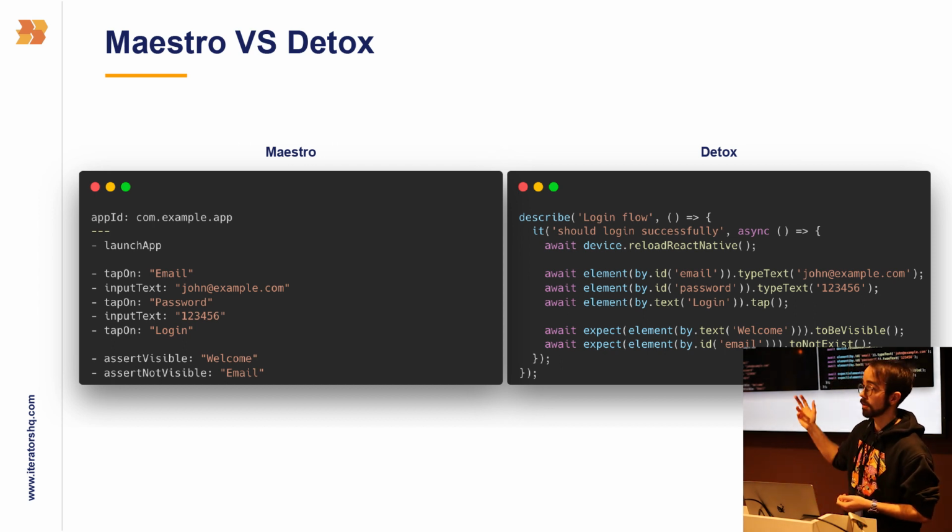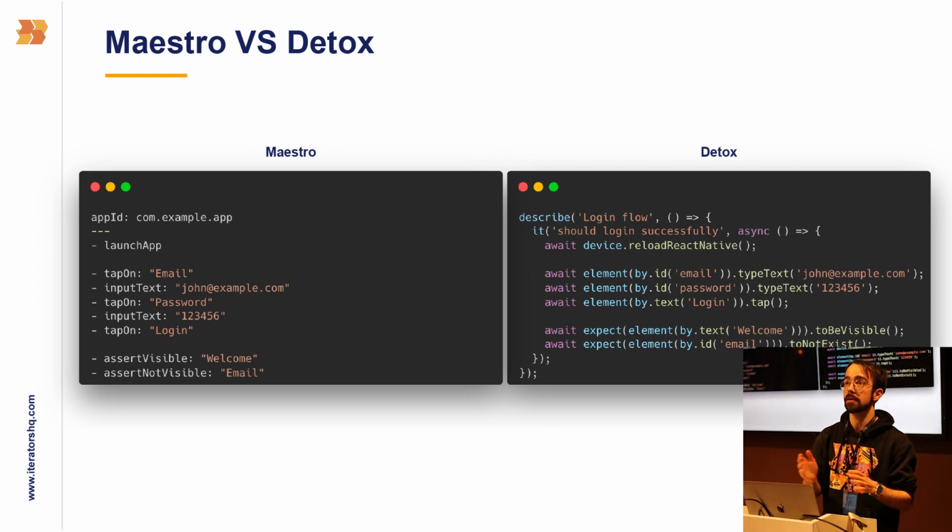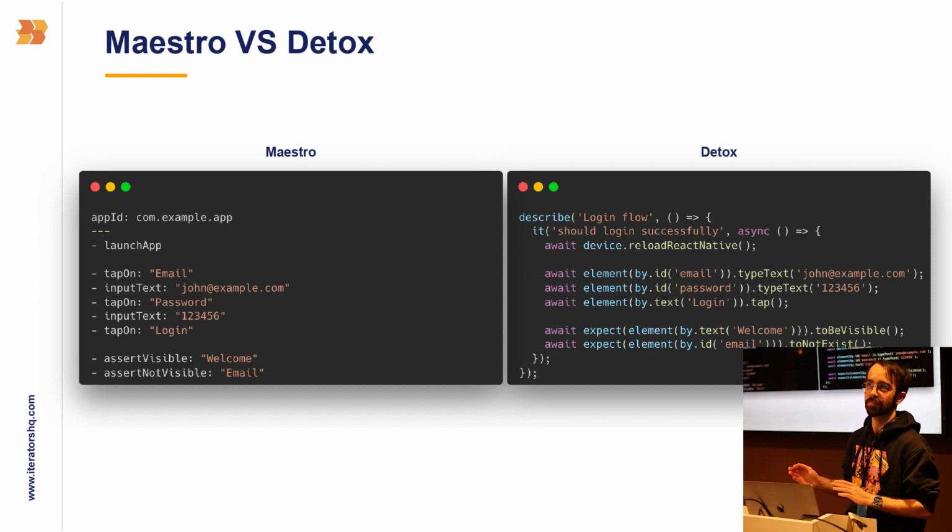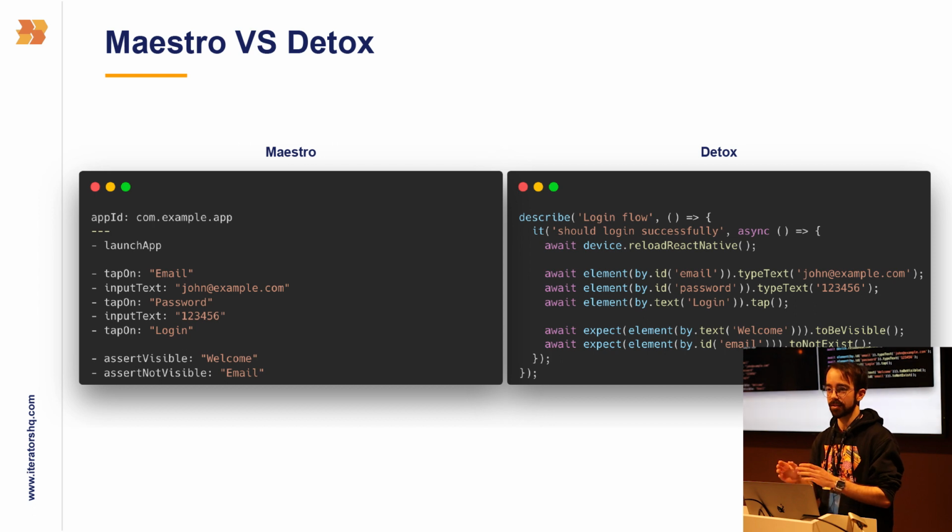Here's a quick comparison of the same test flow written in Maestro and in Detox. So as you can see here, there's a lot less fluff in Maestro. What looks like a really complicated test on the right can be summed down to clicking on an email, inputting something in it, password, inputting something in it, and logging in. In Maestro, all you have to do is focus on the interactions that are happening instead of trying to write a program.